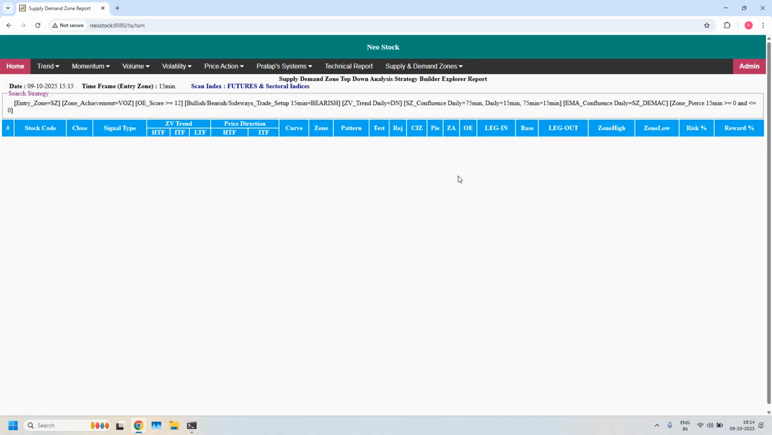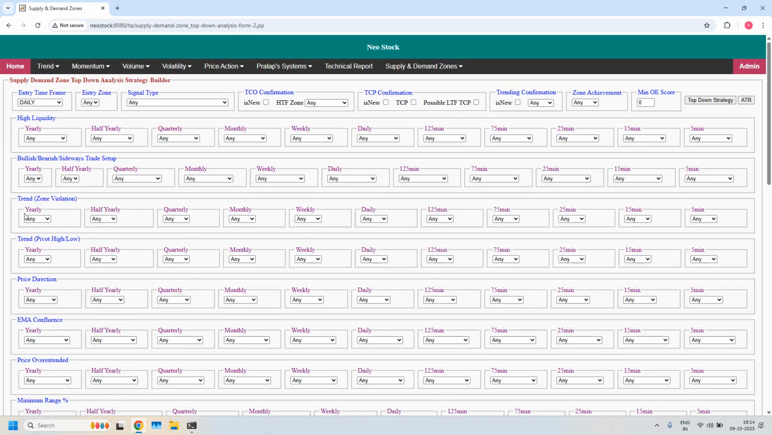We have completed all the 3 income trade reports. Next I will generate stocks near demand and supply zones for different time frames, starting with yearly.